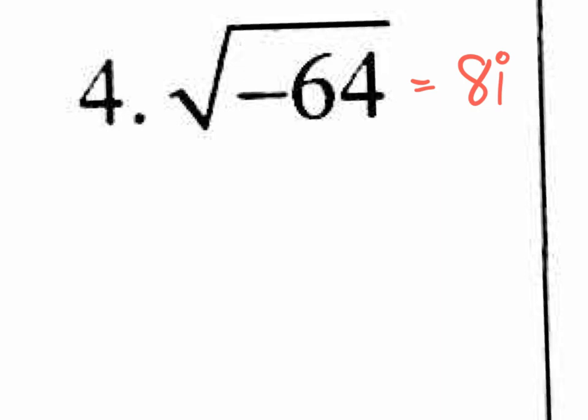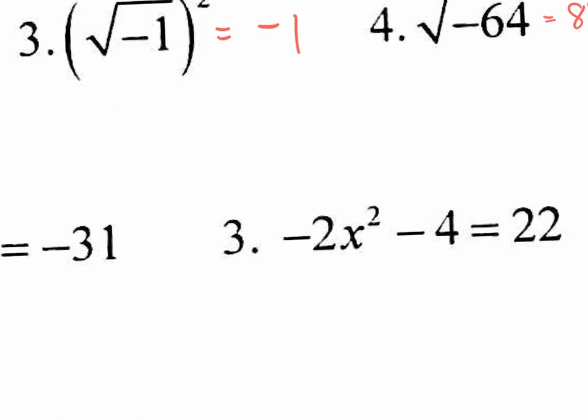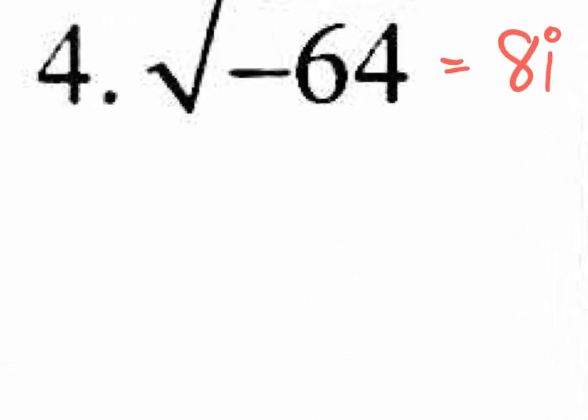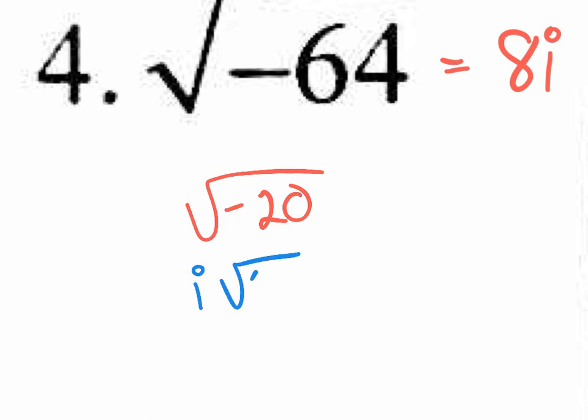Now, let's say it's not a perfect square number. Like, do I have any of those? No, I don't. But let me just go through an example here. If I had, let's say, the square root of negative 20. Okay, well, the negative sign is going to come out as an i, and then you'll deal with the square root of 20 the way you normally would, right? How would we deal with the square root of 20 before? 4 times 5, and you split the root, right?